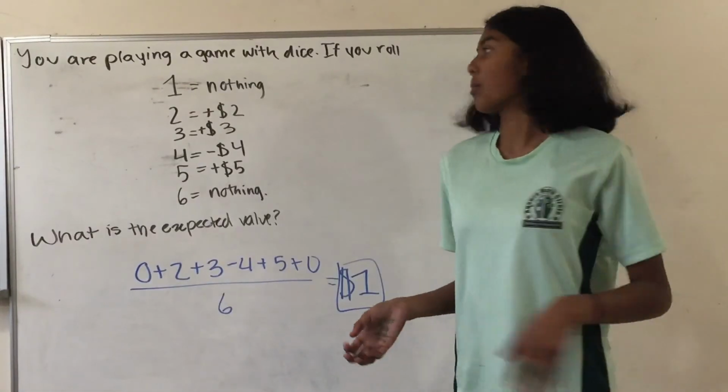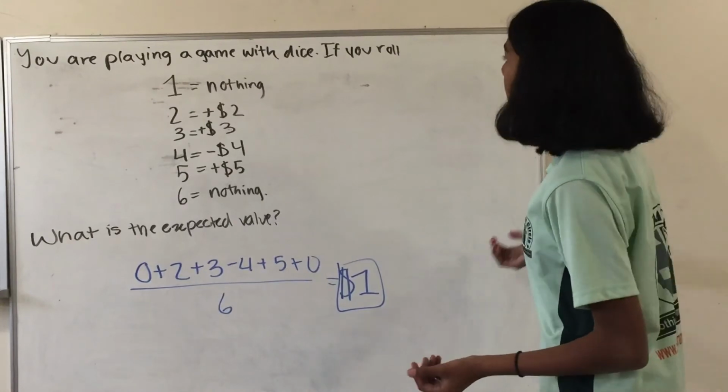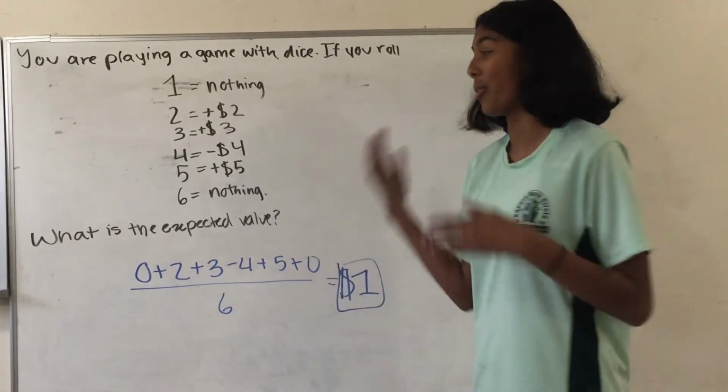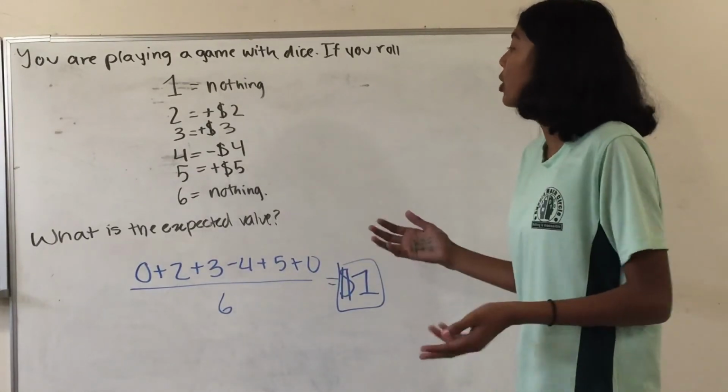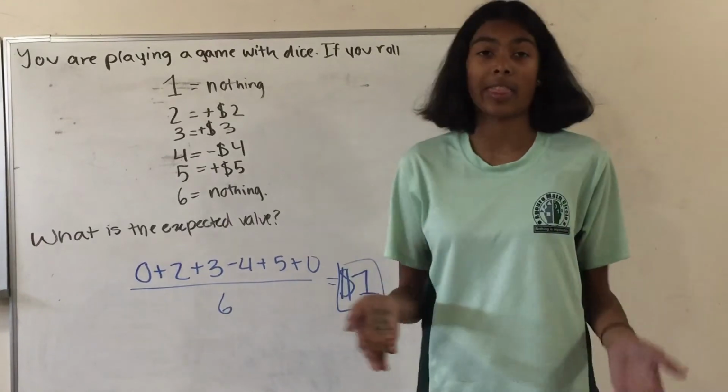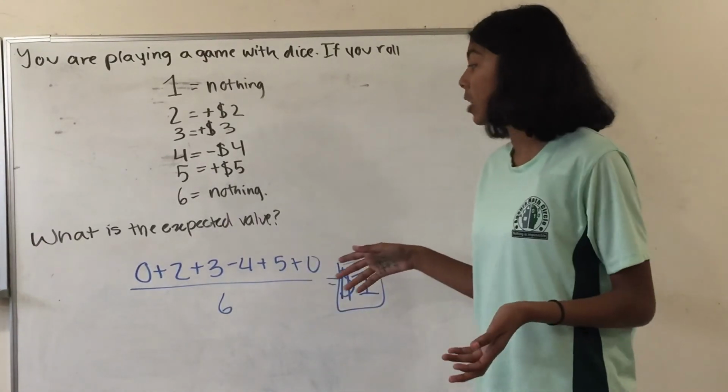And now for our last problem, you are playing a game with dice. If you roll 1, nothing happens. If you roll 2, you get $2. If you roll 3, you get $3. If you roll 4, you lose $4. If you roll 5, you get $5. And if you roll 6, nothing happens. So what is our expected value?